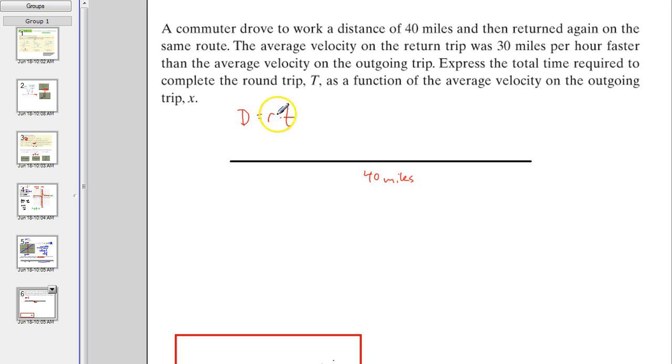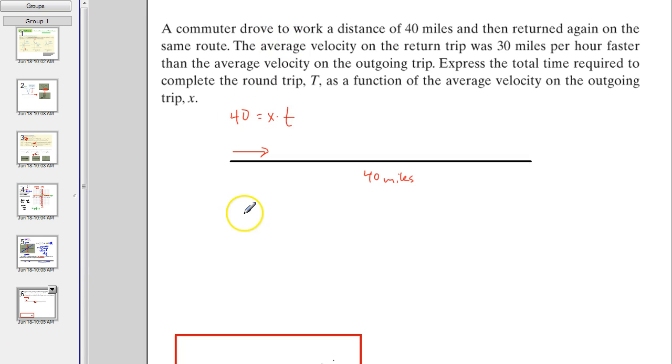Remember, distance equals rate times time. That's what we're dealing with here. The distances are equal. They're both 40 miles, so I'm going to change this to a 40. He drove 40 miles, returned the same route, so he returned 40 miles. The average velocity on the return trip was 30 miles per hour faster. Now, they want the average velocity on the outgoing trip to be the one that uses x. Average velocity, that's the r, so this is telling us to use x for the outgoing r.